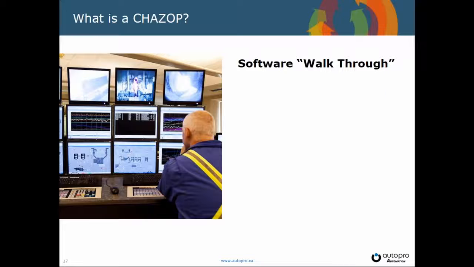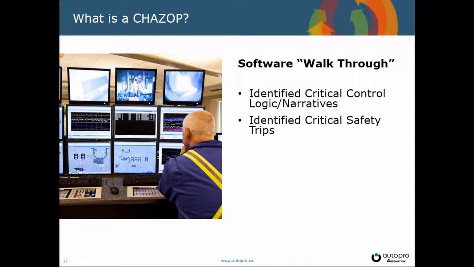So with a software walkthrough, we don't do it on every single loop or every IO, but we'll identify what the critical control loops or logic and narratives are. Critical safety trips, we can also do it on that. For example, a HIPS would be considered a critical trip. We look at logic and flow, data flow paths. So passing data from one CPU to the next, or through concentrators, or however the data flows, we can take a look at that and identify those networks and determine whether there's adequate design and hopefully redundancy.